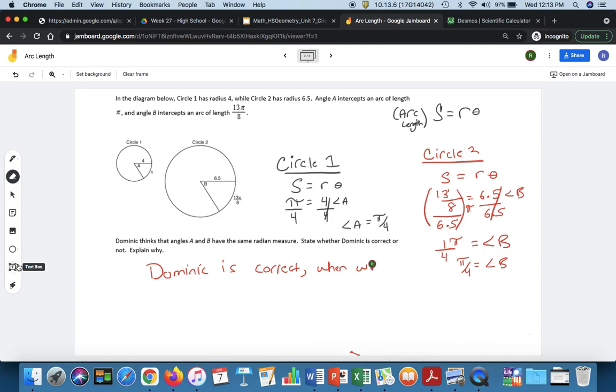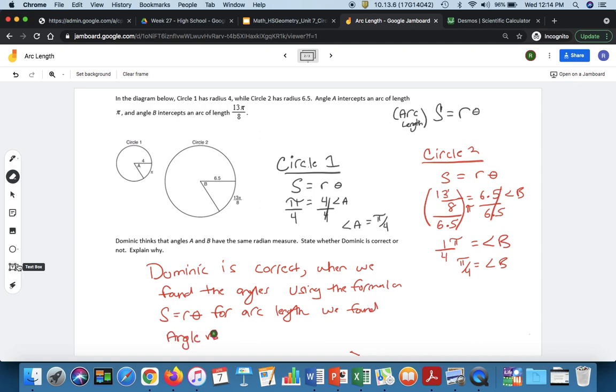When we found the angles, using the formula S equals R theta for arc length, we found angle B and angle A were both pi over 4.